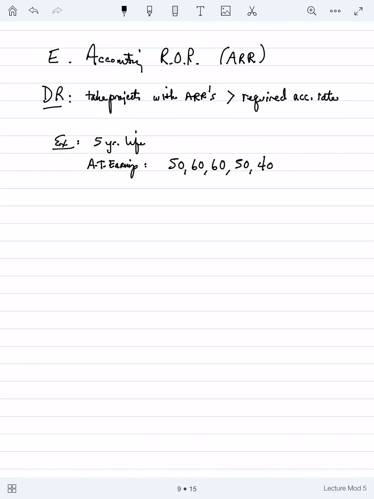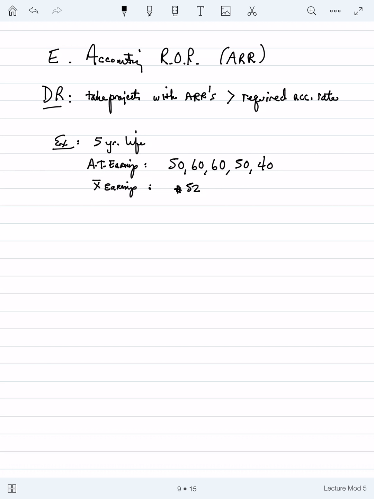Now the average across the 5 years, the average earnings, comes to $52. That's the sum of the years divided by 5. So we have $52 average earnings.